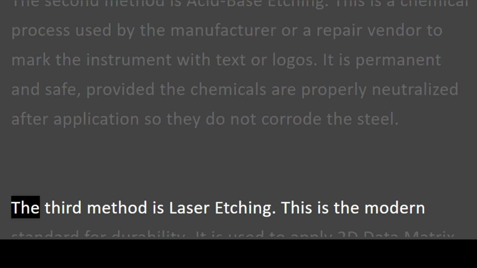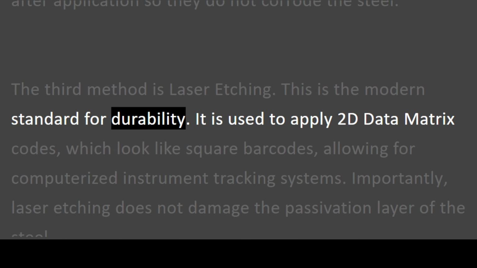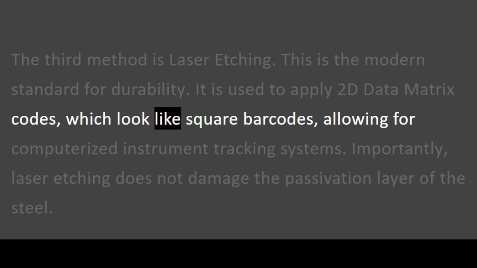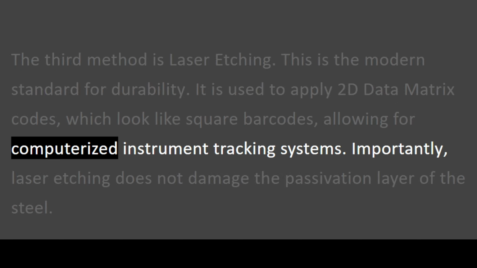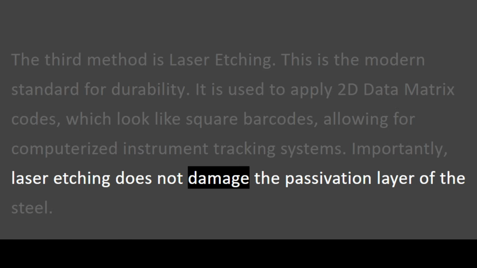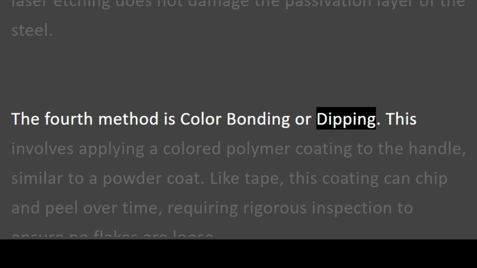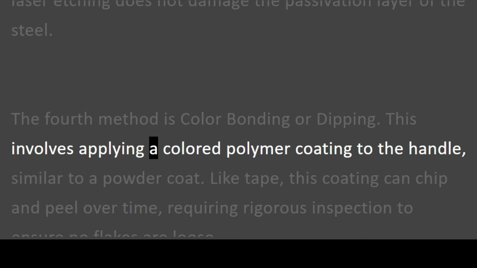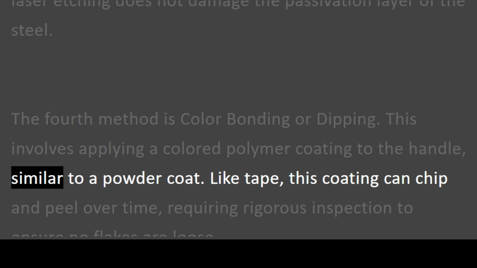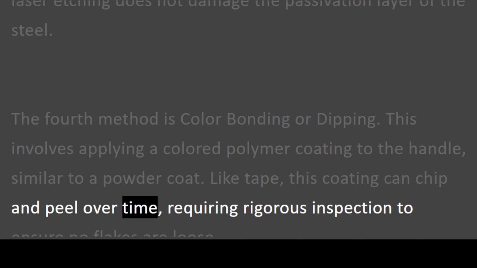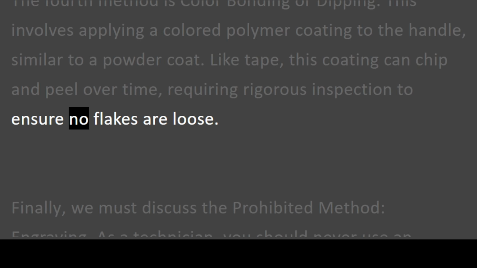The third method is laser etching. This is the modern standard for durability. It is used to apply 2D data matrix codes, which look like square barcodes, allowing for computerized instrument tracking systems. Importantly, laser etching does not damage the passivation layer of the steel. The fourth method is color bonding or dipping. This involves applying a colored polymer coating to the handle, similar to a powder coat. Like tape, this coating can chip and peel over time, requiring rigorous inspection to ensure no flakes are loose.